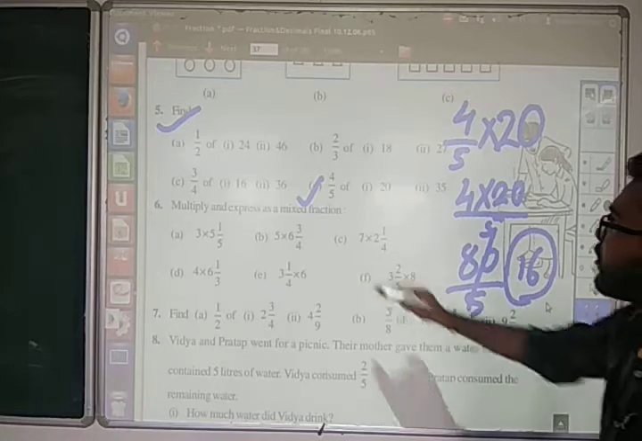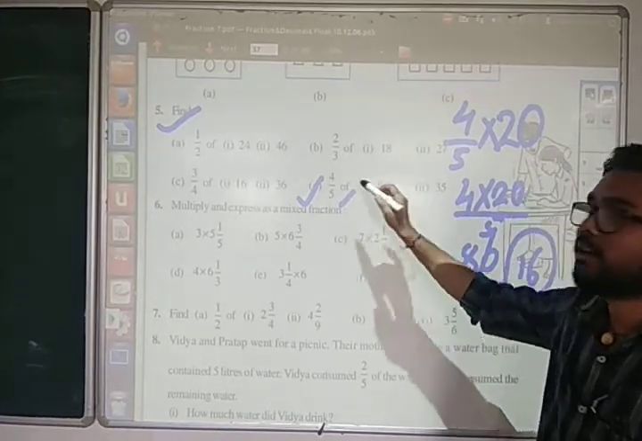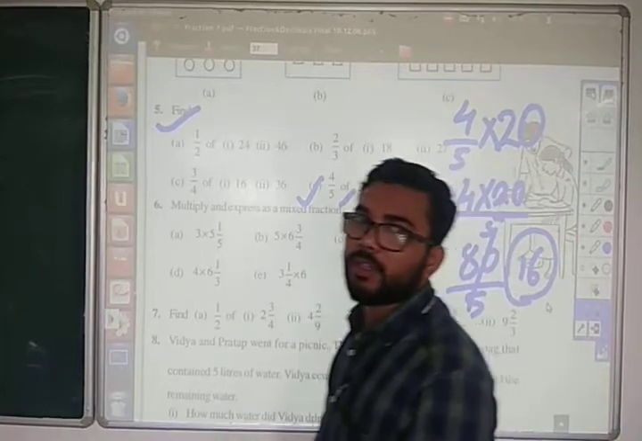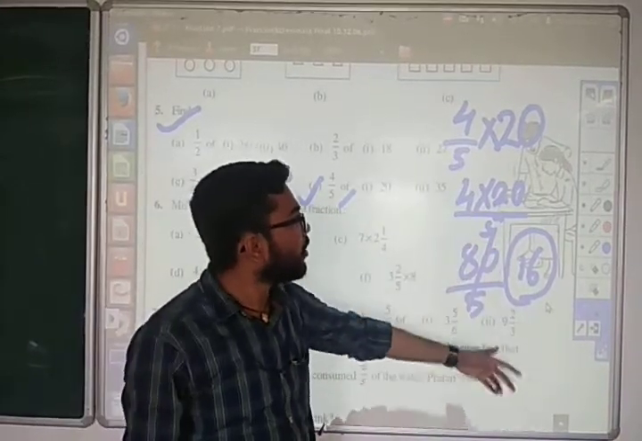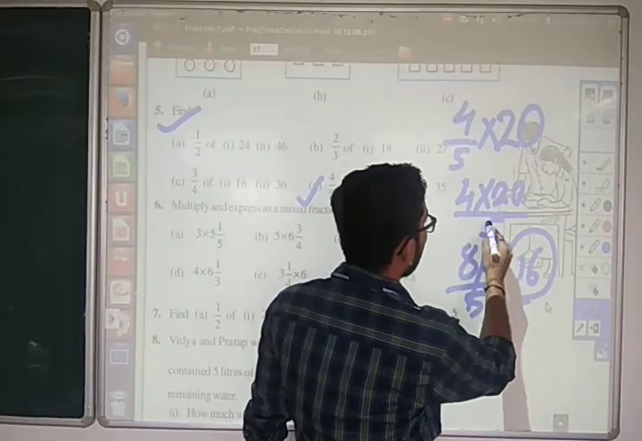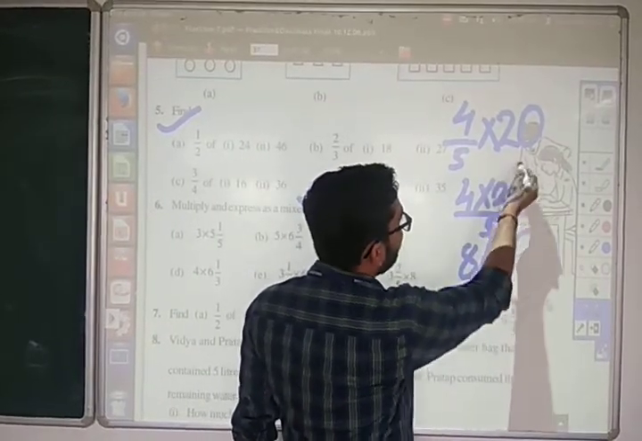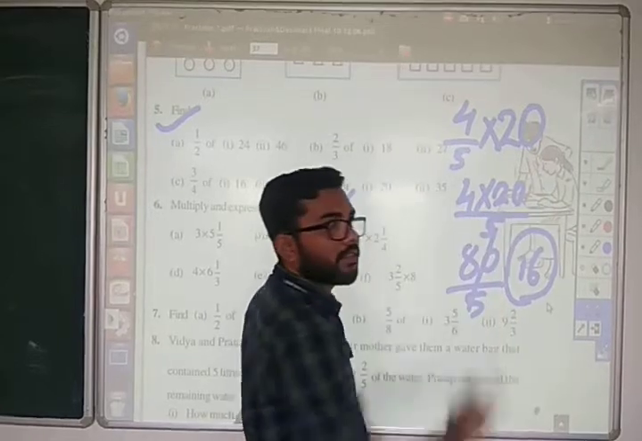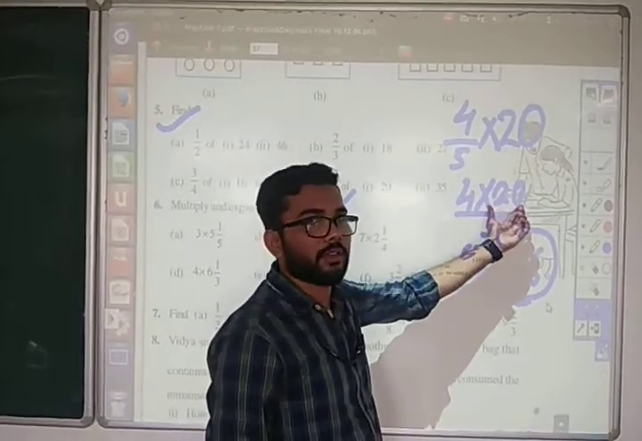16 will be the answer. Means 4 upon 5 of 20 will be 16. Okay. You can also calculate from here also. You can also cut this 5, since 5 is given. You can also cut 5 4 ja 20, 4 4 ja 16. You can also calculate from here also.